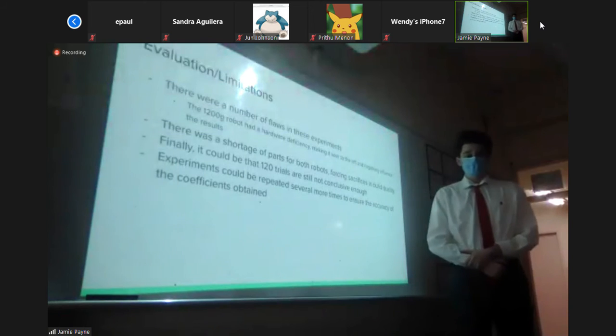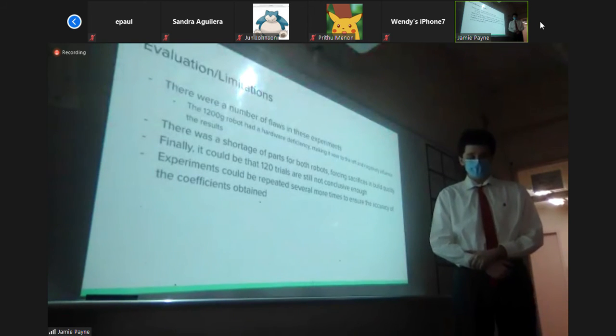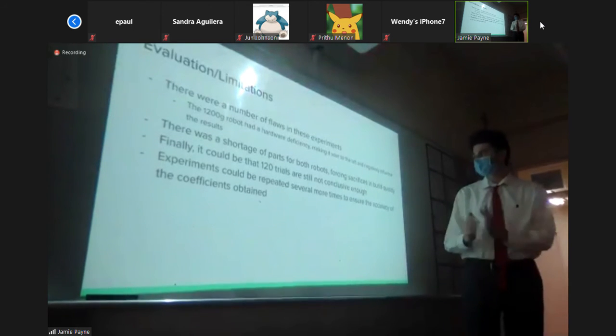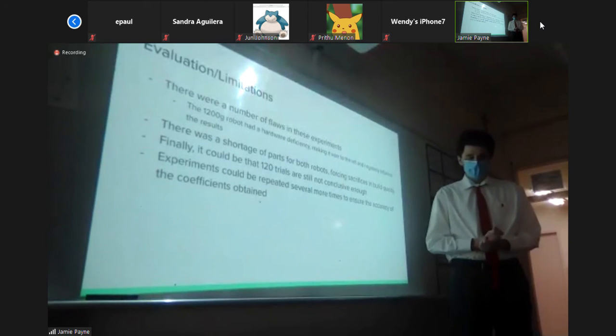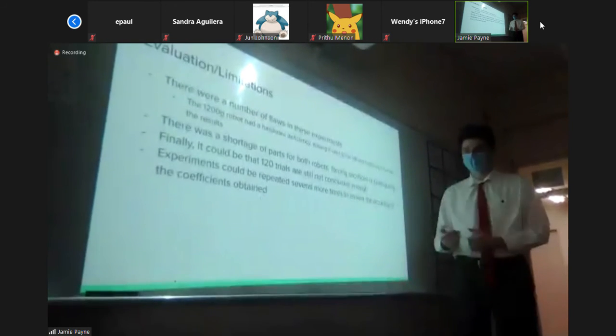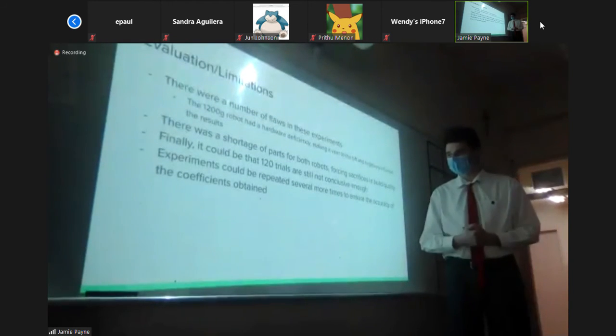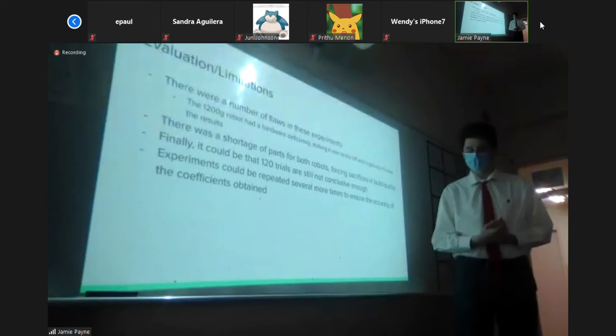There were a number of flaws in these experiments. For example, the 1200-gram robot, as I mentioned, had a hardware deficiency, making it veer to the left and negatively influence the results. And I think that was caused by a shortage of parts for both robots, forcing me to make sacrifices in build quality.